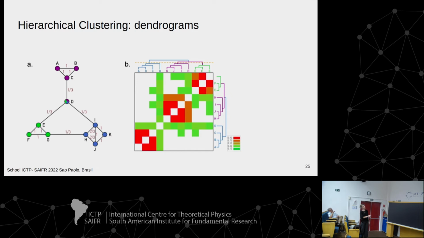And this is the tree, and you build the dendrograms. Okay, so here you organize the groups with respect to the similarity between the nodes.